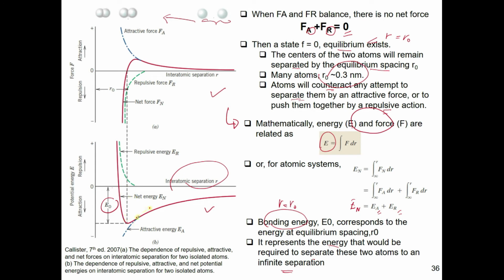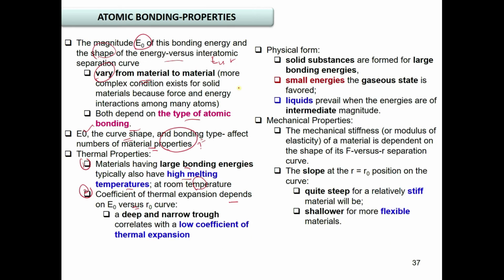If the trough here is narrow and deep, it mostly belongs to a low coefficient of thermal expansion material. Then we can also expect the effect of this atomic bonding in terms of the physical form. For solid substances, it normally involves a large E-note, whereas to form a gaseous state material, you just need a low E-note. However, for the liquid, you just need the value of E-note at an intermediate magnitude. This is the thermal physical form.